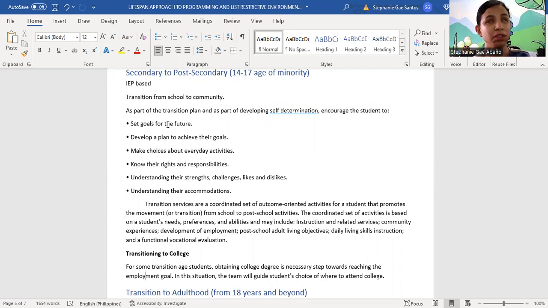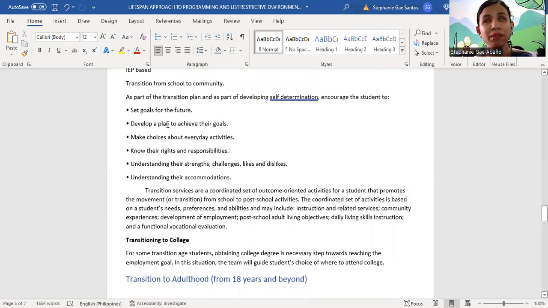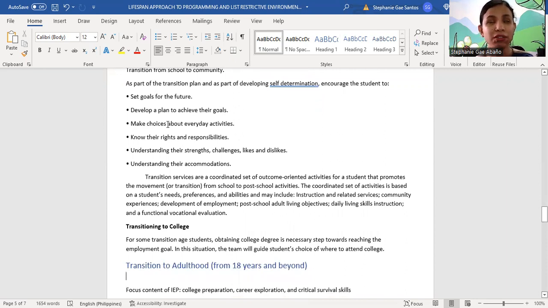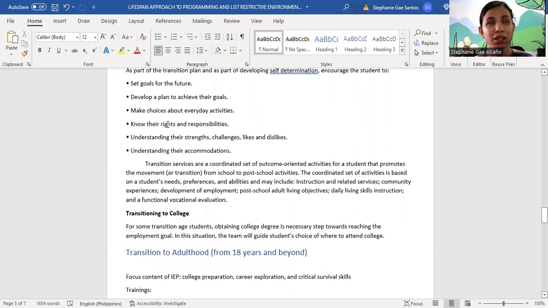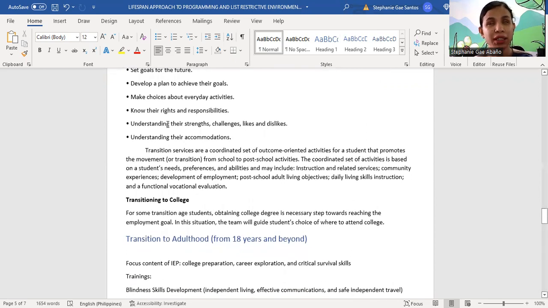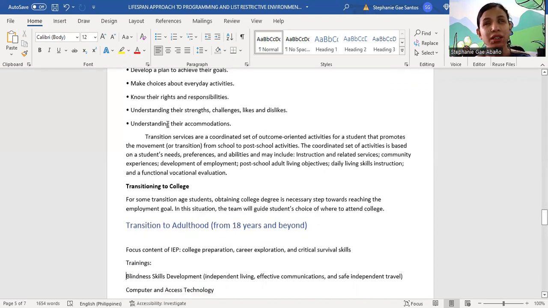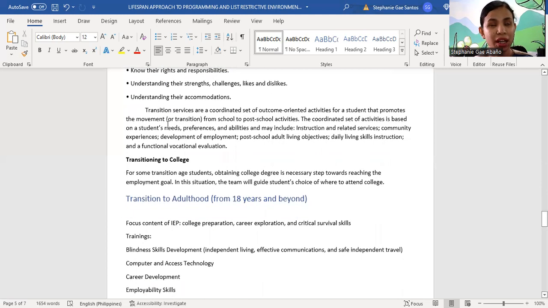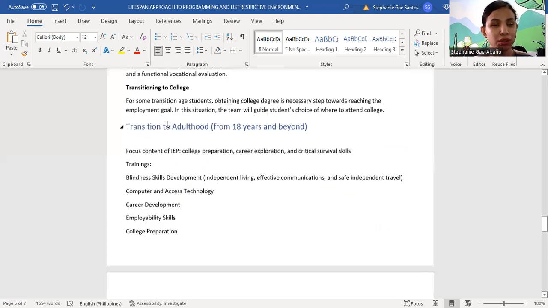Another transition, in terms of age or learning development of the child, is the transition to adulthood, ages 18 and beyond. What is the focus of the transition plan of the IEP? The content is college preparation, career orientation or exploration, and critical survival skills. What are the trainings or services coinciding here? We have blindness skills development, which includes independent living skills, effective communication, and safe travel. Another one is computer access technology, career development, employability skills, and college preparation.